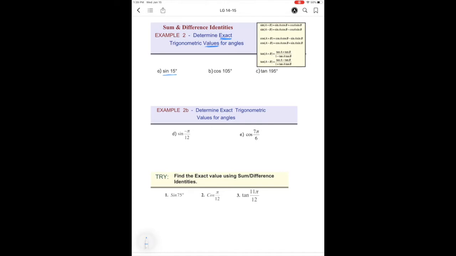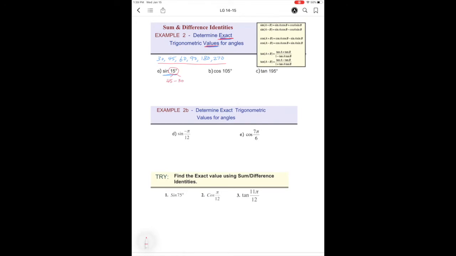Well, if you look at the triangles, we have the 30, the 45, the 60, the 90s, the 180s, the 270s. This is not any of those. So what we have to do here is put two together to get an answer of 15, because we're dealing with exact values. I look up above here, and I have a couple of options.